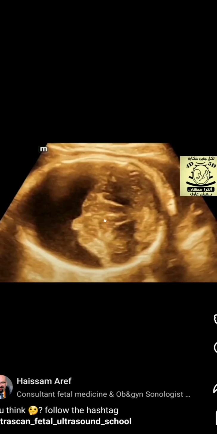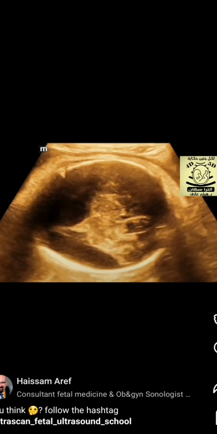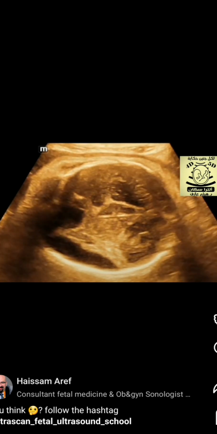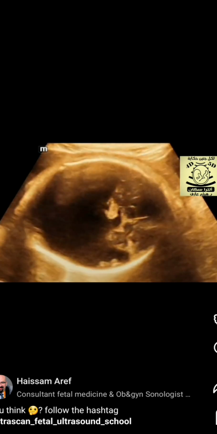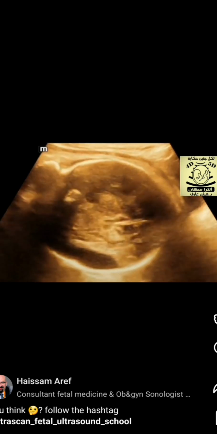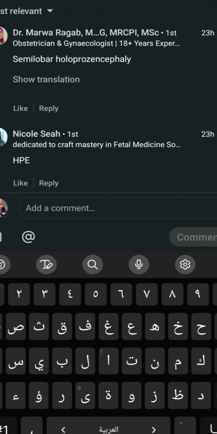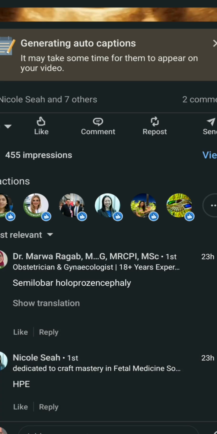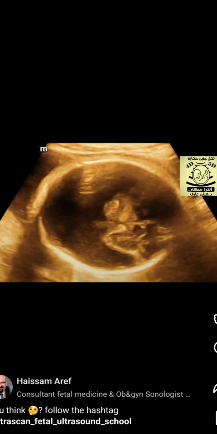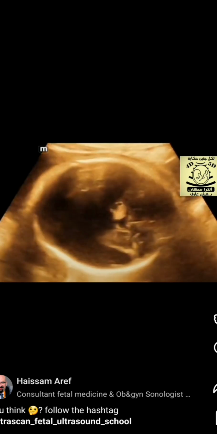Let's go to our final case for this week, which was a case of semilobar holoprosencephaly. And the semilobar holoprosencephaly was associated with fused thalami. It's a variant of holoprosencephaly, and this variant, like we can see, is associated with fused thalami. And we did have, I guess, 2 comments saying semilobar holoprosencephaly. So yes, I do agree with semilobar holoprosencephaly, not other types of holoprosencephaly. Thank you for your comments and see you next week.